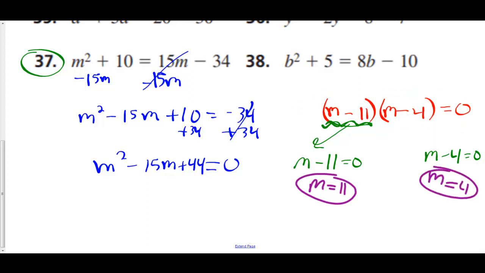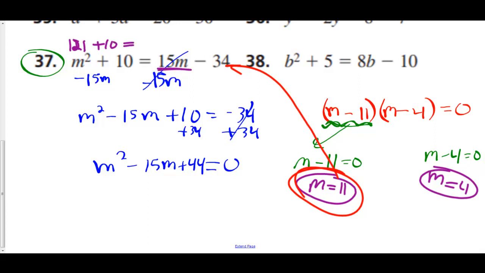So I'm going to do one more thing. I'm going to check the equation, just take another minute or two. First, I'll check m equals 11. So 11 times 11 is 121. Hopefully you see what I'm doing. I'm taking 11 and squaring it. So that's 121 plus 10 is equal to 15 times 11, this guy. So I guess that's 161, I think.